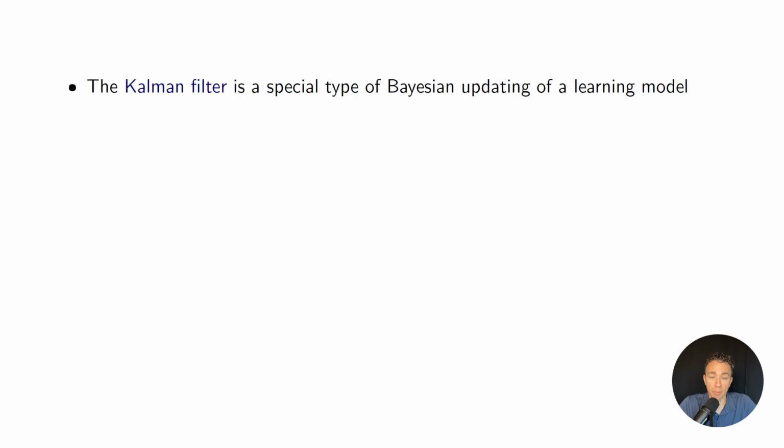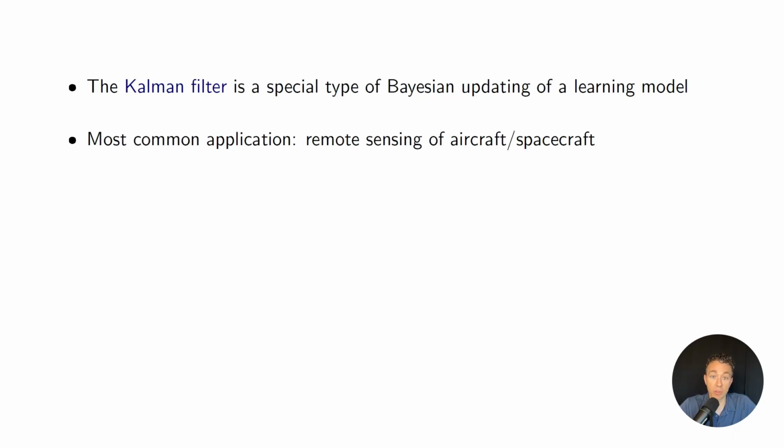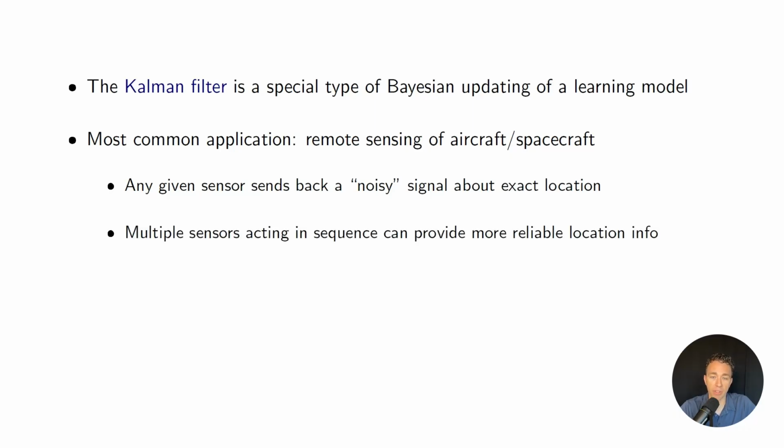Let's shift gears and talk about something called the Kalman filter, which is a special type of Bayesian updating of a learning model. And this is used a lot in engineering contexts, and in particular to remotely sense aircraft or spacecraft. The idea is that I have a lot of satellites in the air or sensors throughout the world, and any given sensor might give me a noisy signal about the position of this aircraft or spacecraft. But if I combine the information from multiple sensors simultaneously, then that will provide me some information to triangulate the position of the craft.